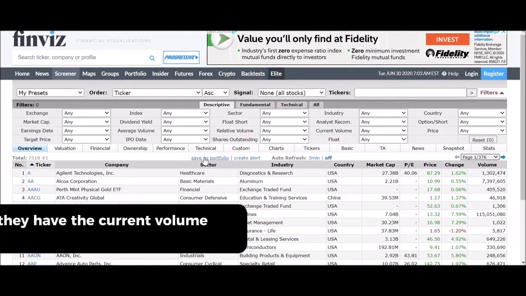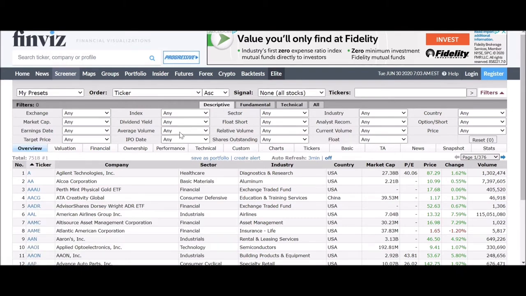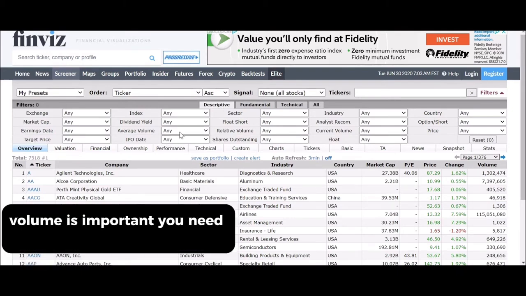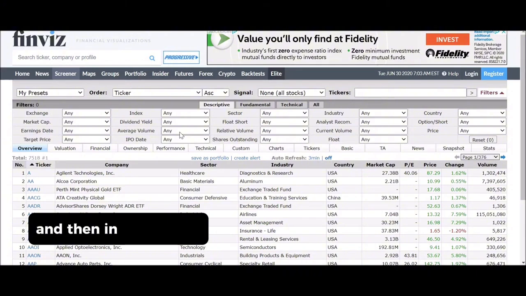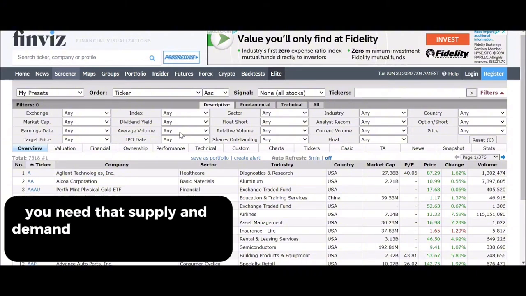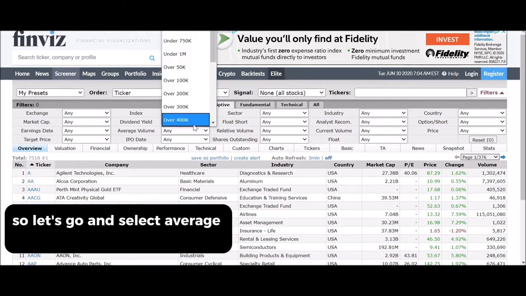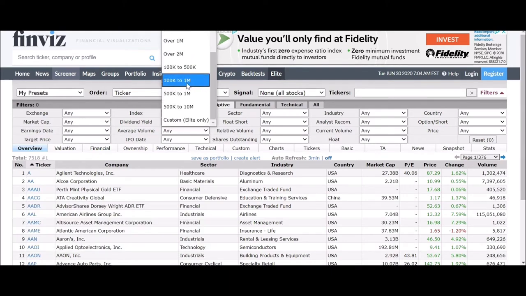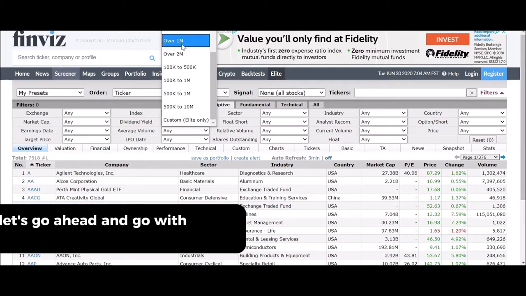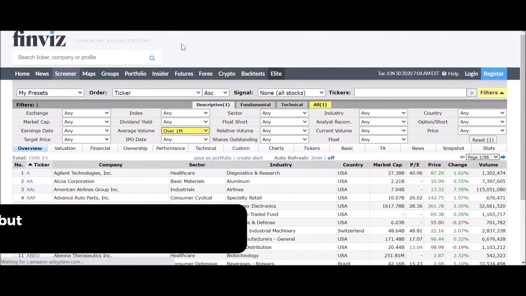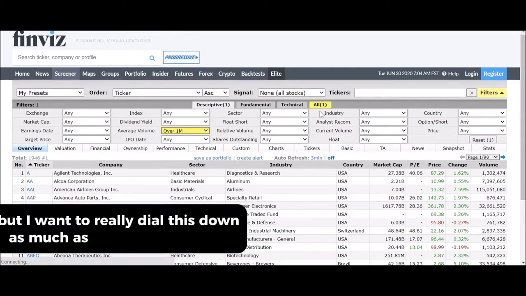They have the current volume and the average volume. Volume is important. You need that volume in the market. You need that supply and demand in order to move the stock. So let's go ahead and select average volume. Let's go with over 1 million. That's a little high, but I want to really dial this down as much as I can.